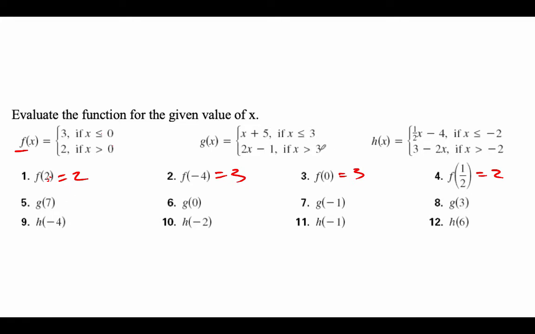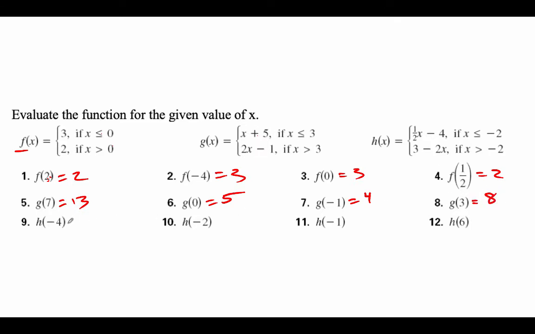G of 7. 7 is greater than 3. I need to use the bottom one. 14 minus 1 is 13. G of 0. 0 is less than 3. I need to use the top one. 0 plus 5 is 5. -1 is less than 3, so -1 plus 5 is 4. G of 3. 3 is equal to 3, so I use the top one. 3 plus 5 is 8.